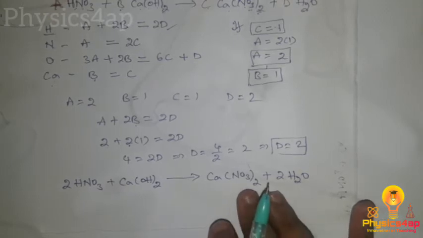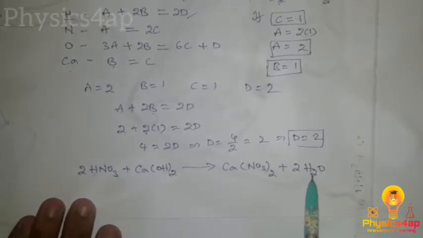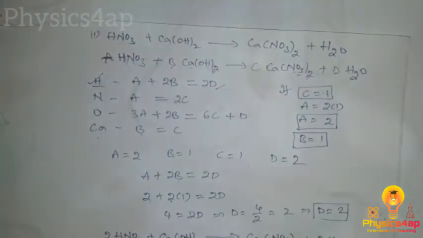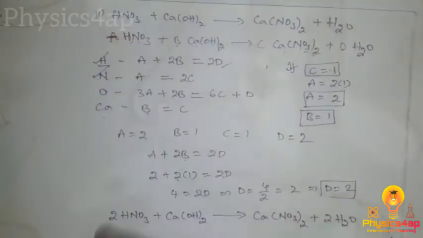If you have doubt, you can check it. Here we have 2 hydrogens and 2 hydrogens, that means total 4 hydrogens. Here also 2 2s are 4 hydrogens. Now hydrogens are balanced. Now coming to the nitrogen, here we have 1 into 2, 2 nitrogens. Here also we have 1 into 2, 2 nitrogens. Both sides nitrogens are balanced. Now coming to the oxygen.